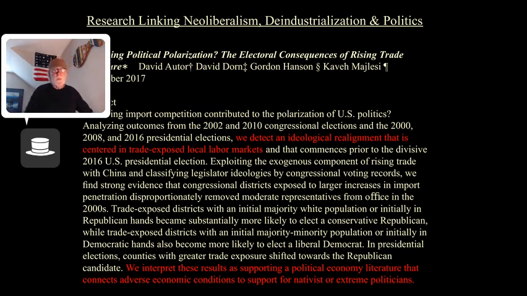And I'll just read the bottom. We interpret these results as supporting a political economy literature that connects adverse economic conditions to support for nativist or extreme politicians. That would be, in this case, Trump. So that's an example of some of the data that has been collected. And maybe I'm a little more sympathetic to this explanation. Not that I rule out the significance of the other one.